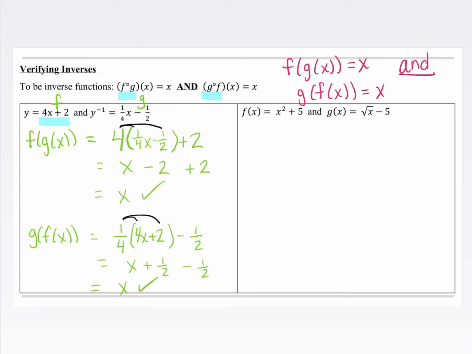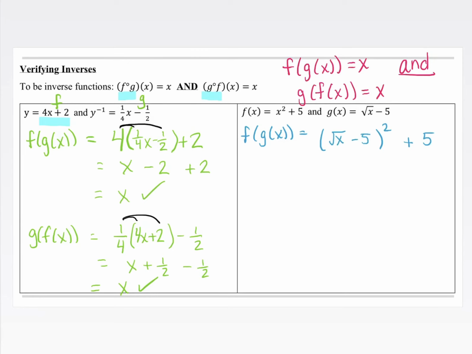Let's look at our second example for more practice. f of x equals x squared plus 5 and g of x equals the square root of x minus 5. So here they're already denoted for f and g, so we can just fill in. Let's start off with f of g of x. So f of x is my outer function. So here I'm going to leave a space where I see an x, square that, and plus 5. g of x is my inner function. So this is the square root of x minus 5.